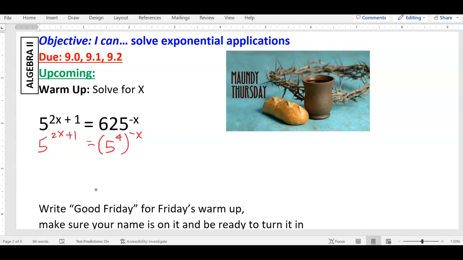Distribute and multiply. 4 times negative x is what? But there's a negative sign, so negative 4x. The other side stays the same. 2x plus 1 is in the exponent. Now we can see that the bases are exactly the same, and they have different powers.